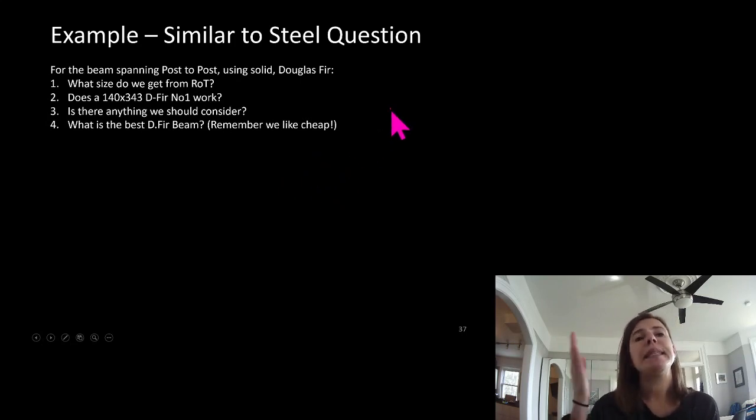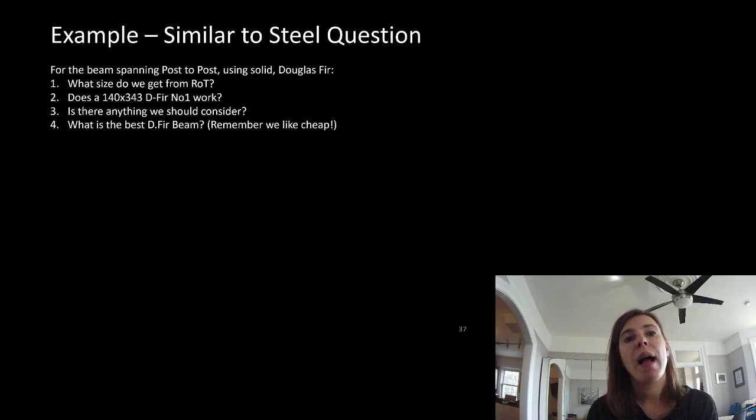So now they're doing the same thing for the beam. You remember the beam we designed in steel 2 weeks ago. They want to know if a 140 by 343 Douglas fir number 1 would work. If we use that in place of the steel beam, would that work? So what size do we get from sizing guidelines? Does that work? Is there anything we should consider?